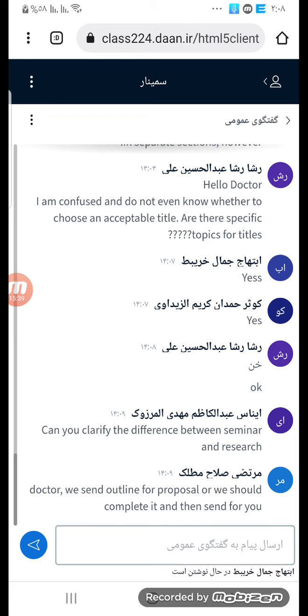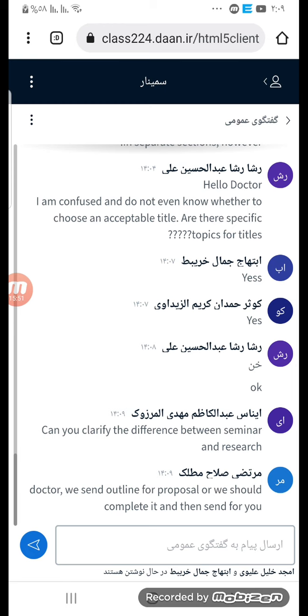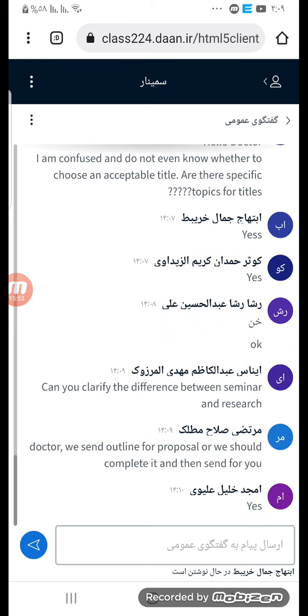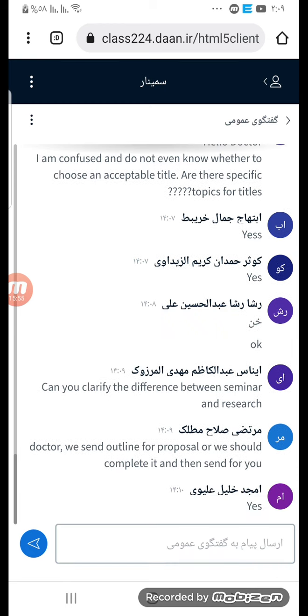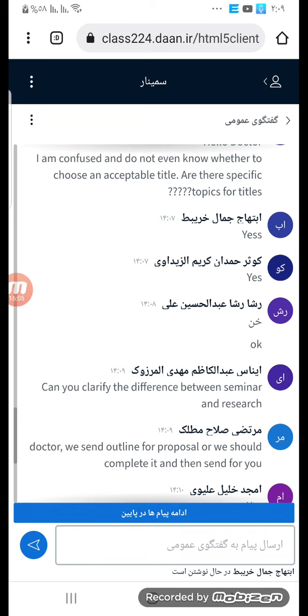This is thesis. Because research is the common word for seminar, for article, for conference, for everything. For article, for thesis, for dissertation, okay? Don't use the difference between seminar and research, okay? You should say the difference between seminar and thesis, for example.